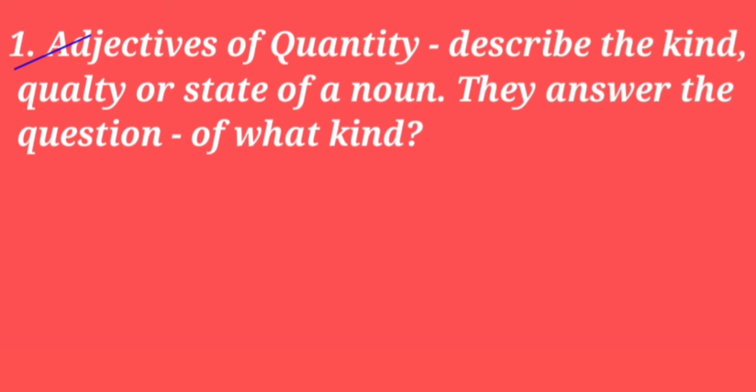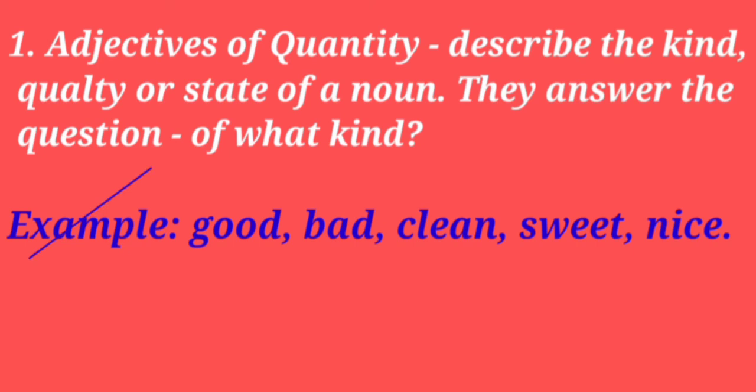Adjectives of quality describe the kind, quality or state of a noun. They answer the question of what kind, or in another way we can say these are the words that give us information about the qualities of a noun or pronoun. Here we will see the examples: good, bad, clean, sweet, nice.